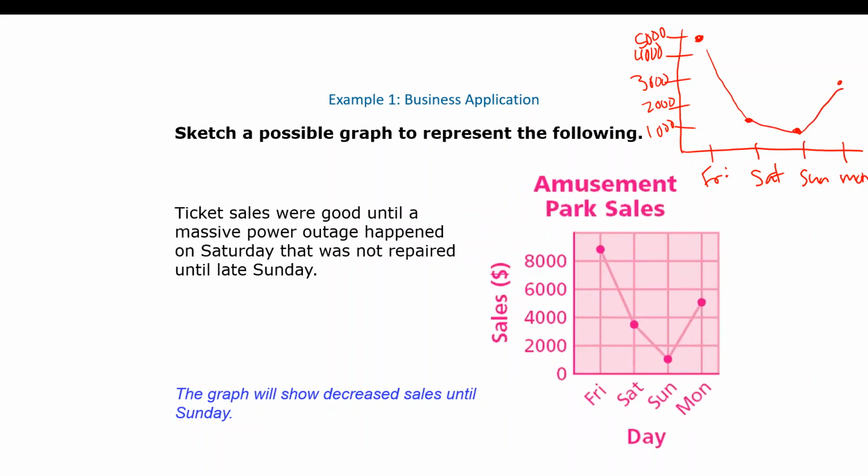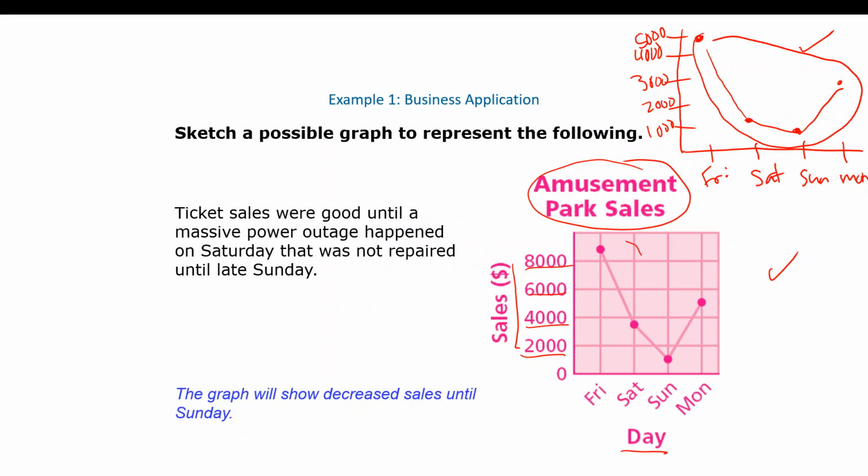And here's a more precise look it might be. Yours does not need to look perfect like this. It could look like mine, but it does need to be neat and on grid paper. But you can kind of make up whatever numbers you want here, and you do need to label amusement park sales. You need to label things very clearly, but as long as the graph is doing pretty much what the narrative tells us, notice that they're pretty much the same, then that would be correct.